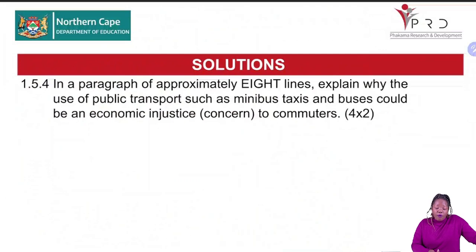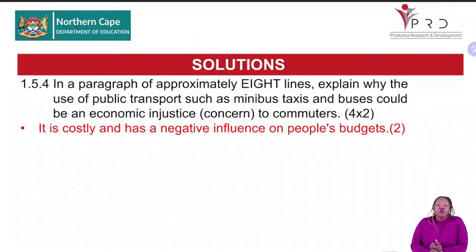Then looking at our paragraph question, you are supposed to explain why the use of public transport such as a minibus taxi as well as the buses could be an economic injustice, which means it's a concern to the commuters. So number 1, it is costly and it has a negative influence on people's budget. You can imagine if the person is spending 50 rand or 100 rand a day, by the end of the month, that person will be spending more money.